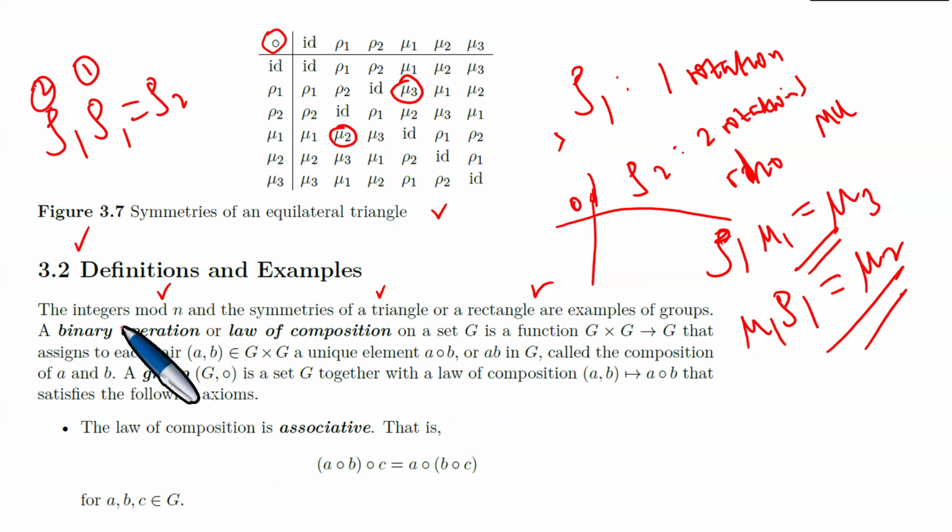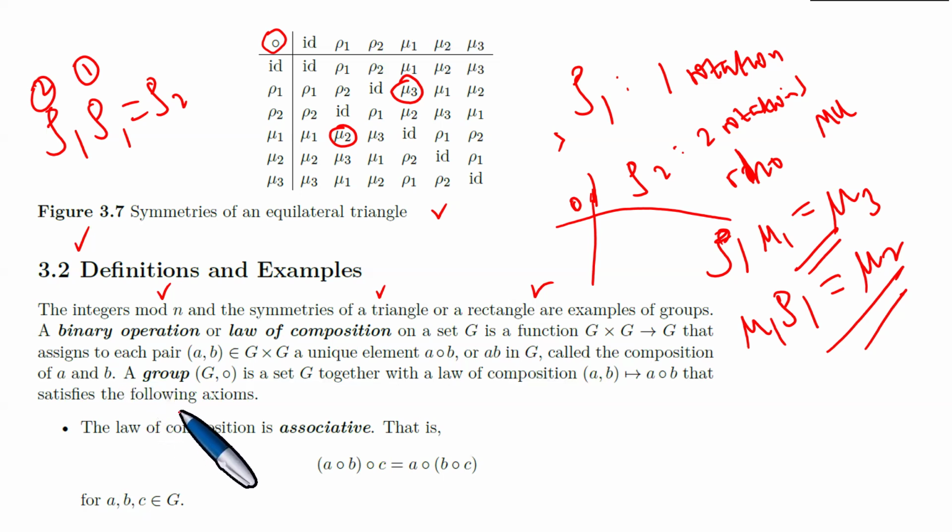Now, the integers modulo n and the symmetries of a triangle or a rectangle are examples of groups. A binary operation or law of composition on a set G is a function from G cross G to G that assigns to each pair (a, b), an element of G cross G, a unique element in G, called the composition of a and b.